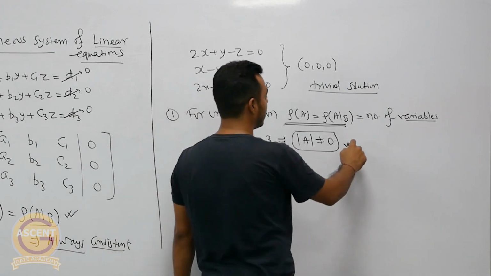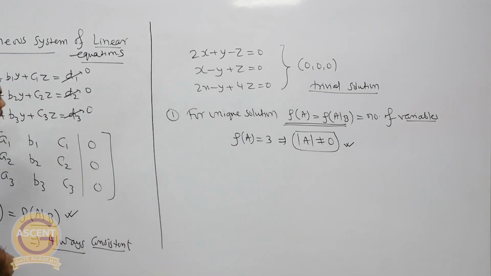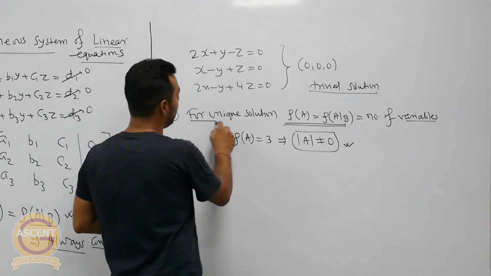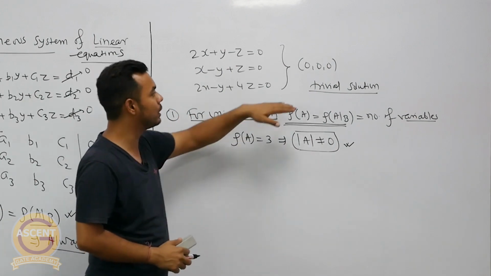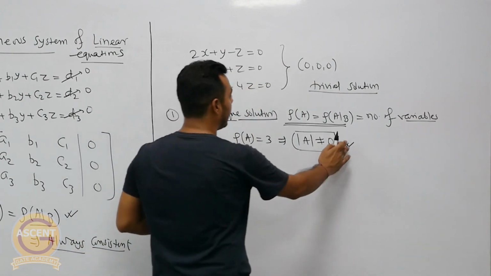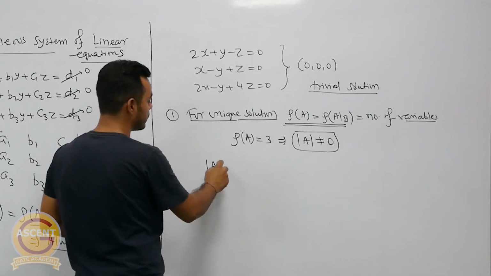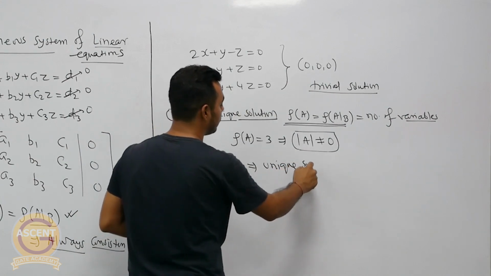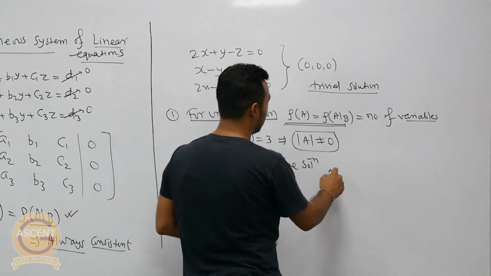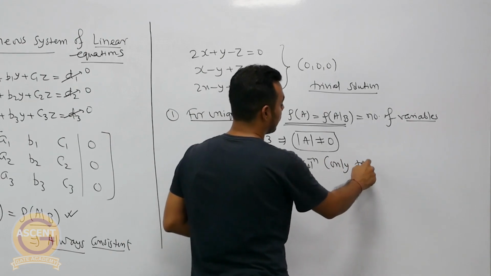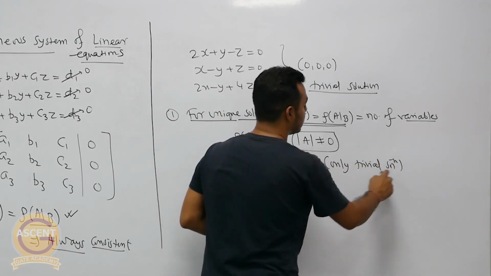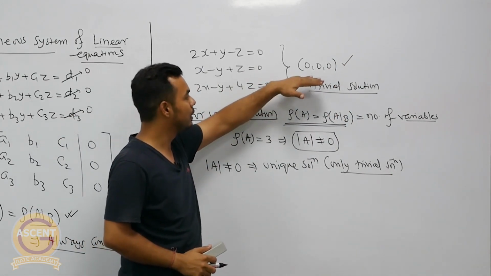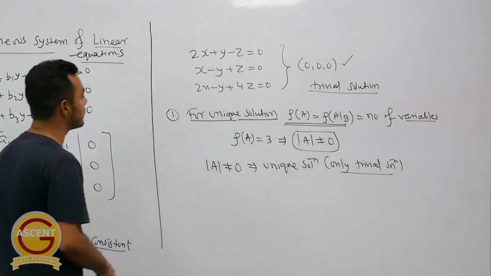This is a very important condition. If you have a homogeneous system of linear equations and you calculate the determinant, and the determinant is non-zero, then you will have a unique solution. And what will be the solution? We already know that this is always the solution. So determinant of A not equal to 0 will mean that the homogeneous system will have a unique solution, and the solution will be only the trivial solution. That means x equals 0, y equals 0, z equals 0. Only these three will satisfy all the three equations simultaneously.